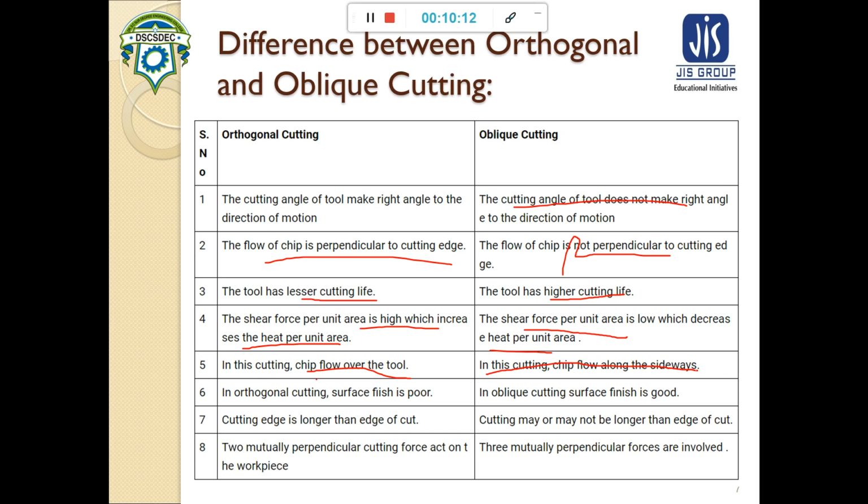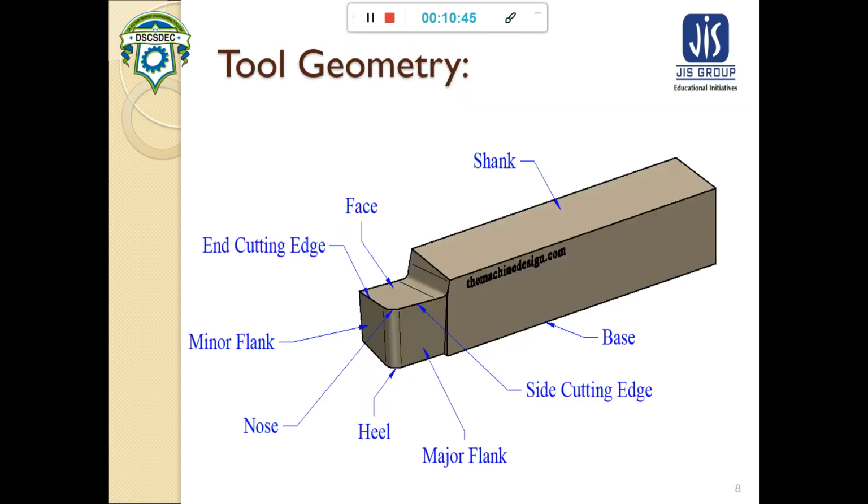In orthogonal cutting the cutting edge is longer than the edge of cut, while in oblique cutting the cutting edge may or may not be longer than the edge of cut. Two mutually perpendicular cutting forces act on the workpiece in orthogonal cutting, but in oblique cutting three mutually perpendicular forces are involved. That's why oblique cutting is called a 3D cutting operation, and orthogonal cutting is called a 2D cutting operation.